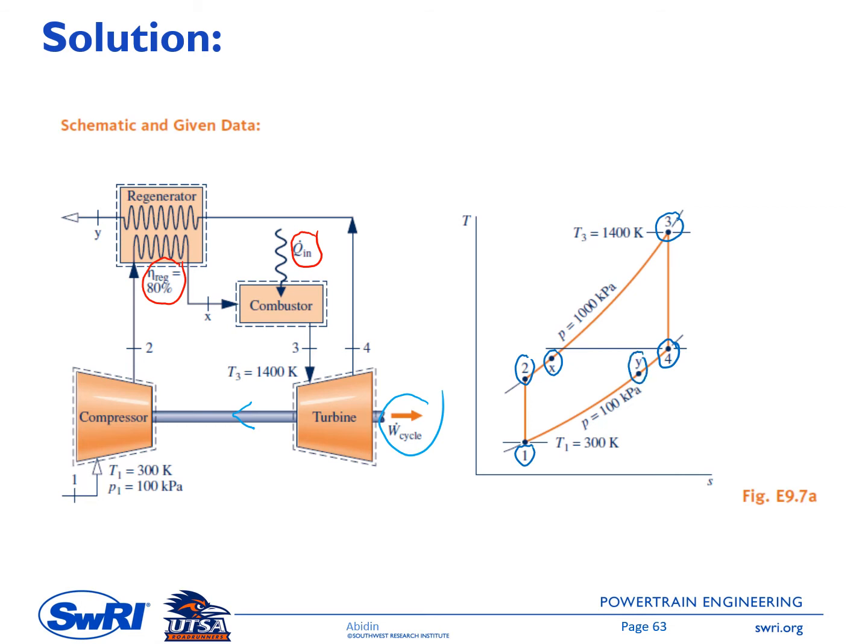There is no pressure drop inside the regenerator, so Px equals P2 as well as P4 equals Py. The pressure at the low side is 100 kilopascal or 1 bar, and at the high side we have 1000 kilopascal. So the pressure ratio is 10, and T1 is given there, 300 Kelvin, T3 is 1400 Kelvin.